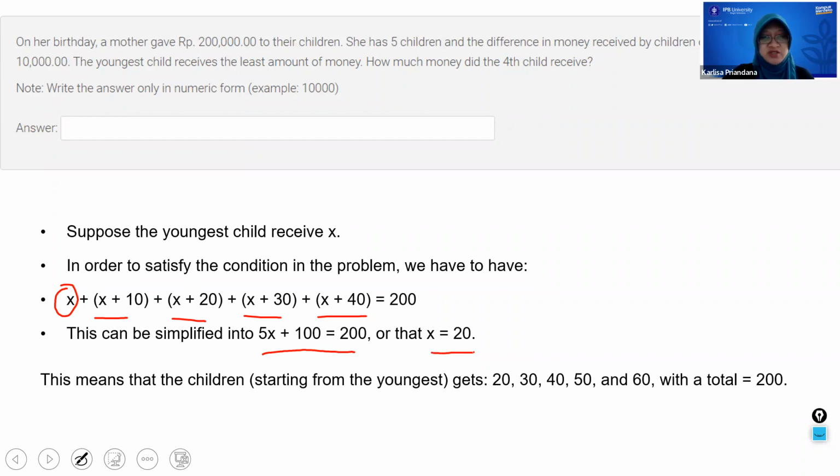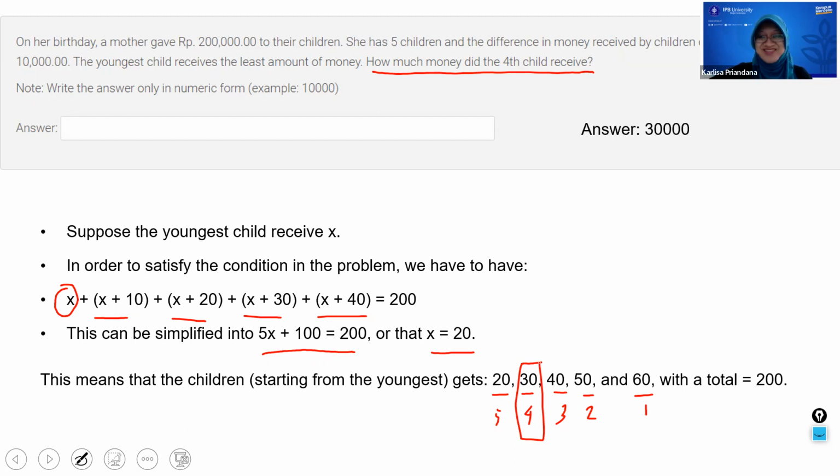This means that the children, starting from the youngest, will get 20, 30, 40, 50, and 60 with a total of 200,000 rupiah, which means that this will be obtained by the fifth, fourth, third, second, and first children, the oldest one. And the question is, how much money did the 4th child receive? Yeah, so the answer is this, yeah, 30,000 rupiah. Okay, I think it's clear enough for rubric 5.